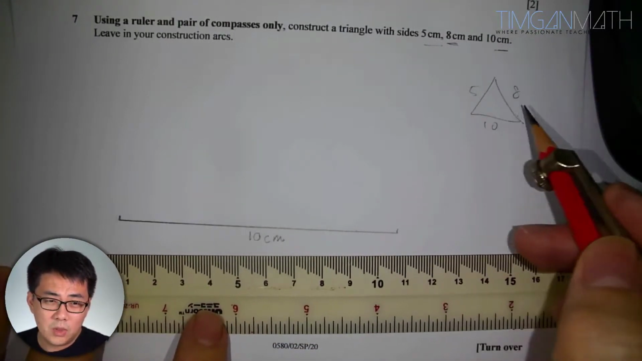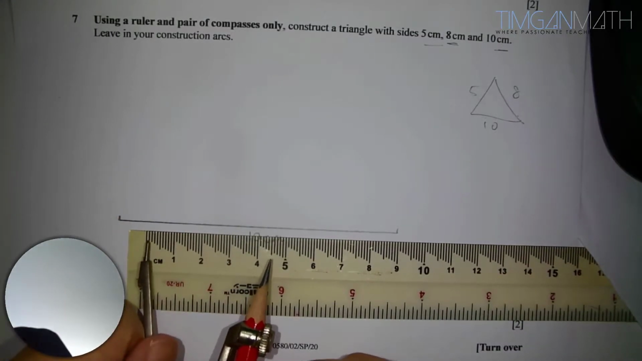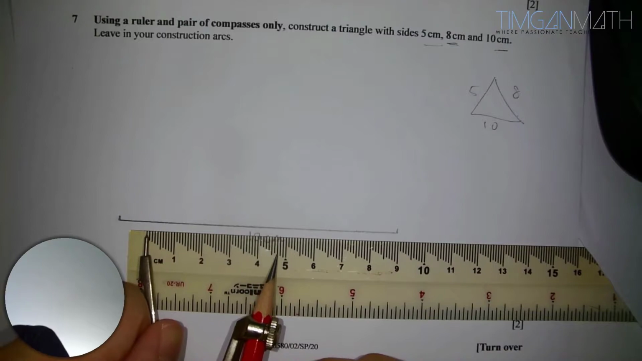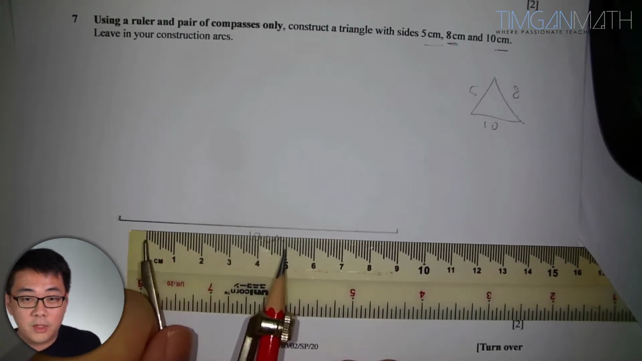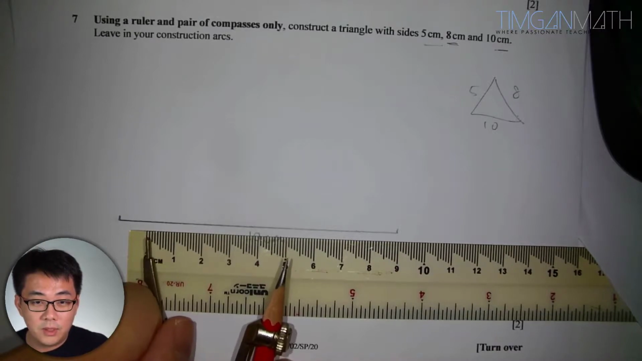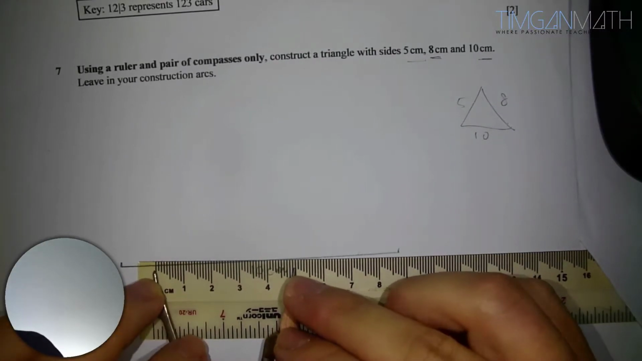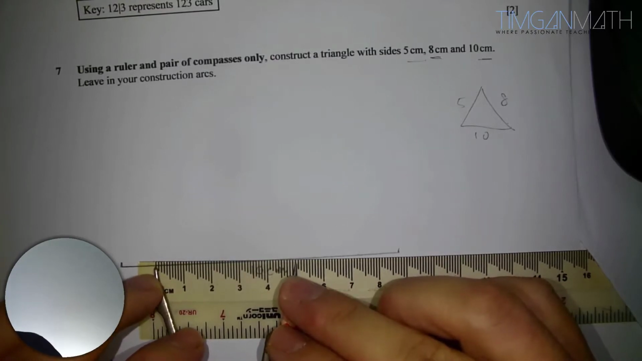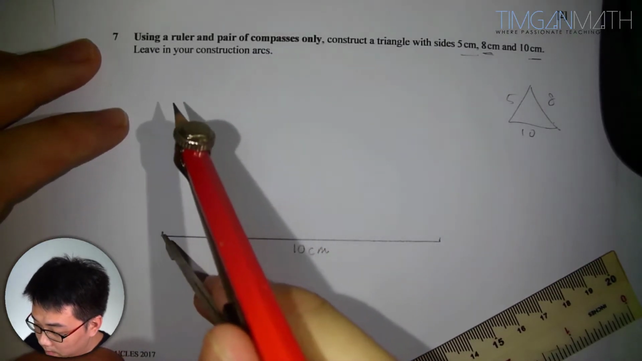Or you can just choose either one is fine. I'm going to use 5 first. So 5 will be here. Okay, just try and be as accurate as we can. So this tip to this tip here. You know, 5 cm. So what I'm going to do is I'm just going to do this part.